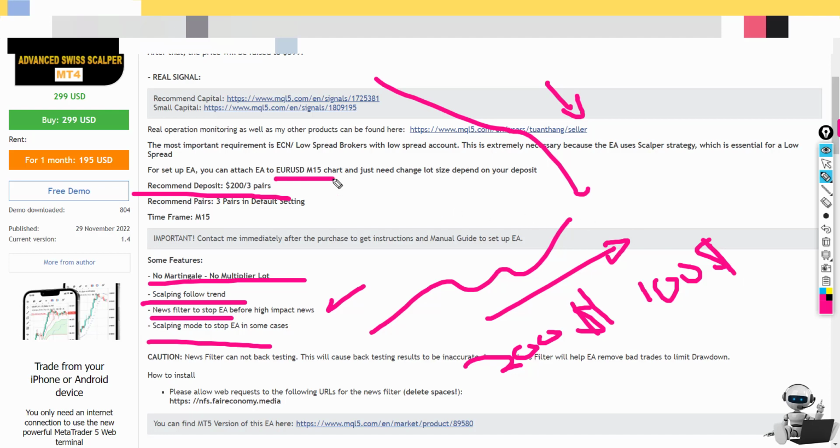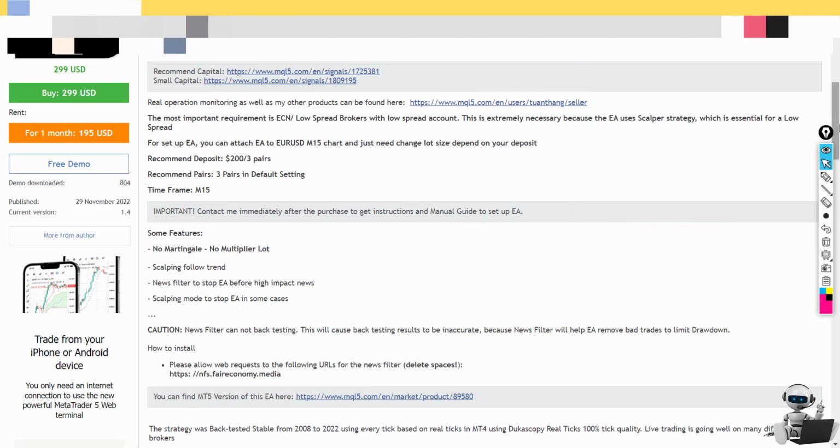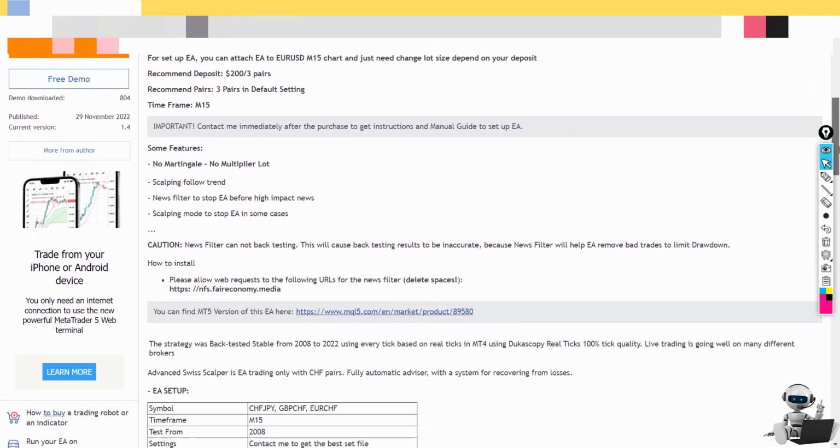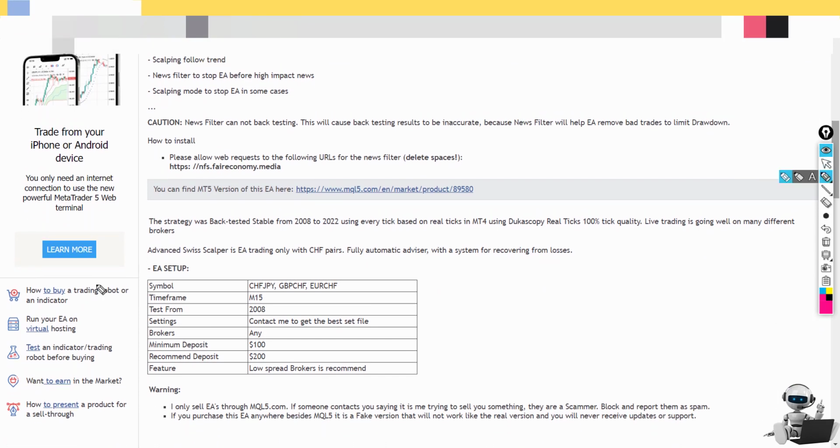For the chart setup, you only put it on EURUSD 15-minute time frame, and it will automatically trade all 3 pairs. For installation, I have put the information into a text file, so whenever you purchase it you will get all the information. You can see this EA is set up for all these 3 pairs on 15 minutes, and he claimed that from tests since 2008 it has survived all this market volatility and made profit.